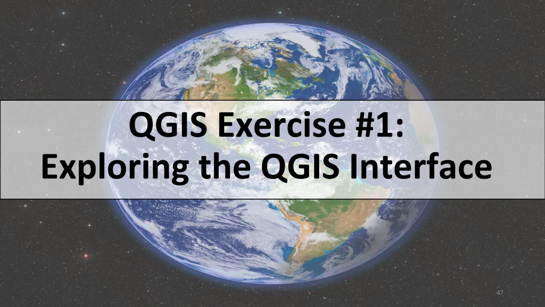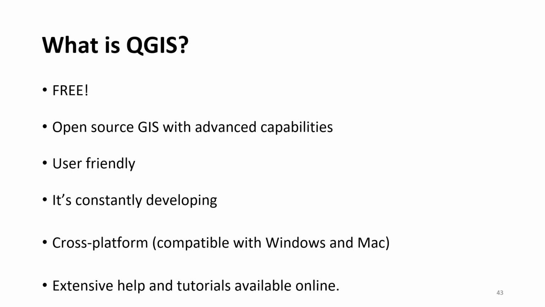Welcome to exercise 1, where we will explore the QGIS interface. Now, before we begin the exercise, let's briefly introduce QGIS. QGIS, or Quantum GIS as it was previously known, is a powerful geographic information system software that allows the user to visualize and analyze spatial data.